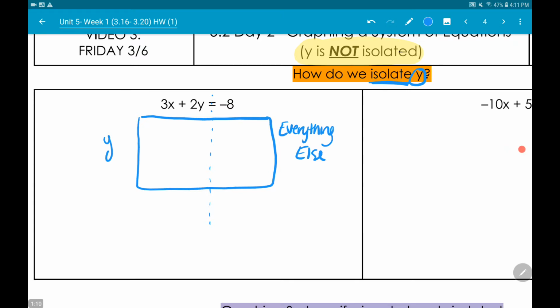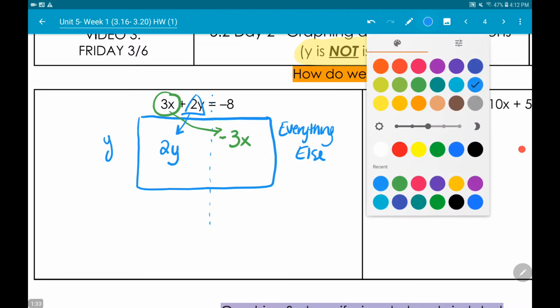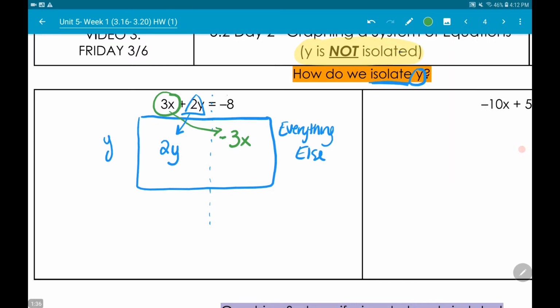So here we have the 3x, which we know is not y, so it needs to come over, and it becomes negative 3x. All right, and then we have 2y, which is what we want. We want 2y. So it comes on the left. And then negative 8 is something else. So it's going to come right down as negative 8.